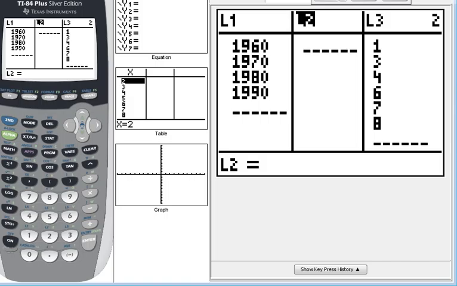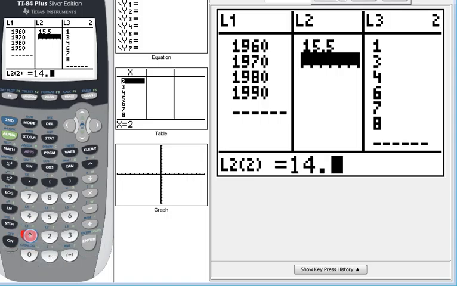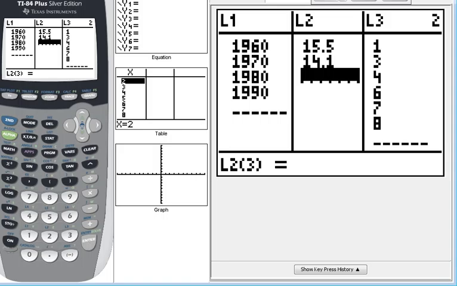So I'm going to re-enter that with you. 15.5 is the first one, and then 14.1, enter. 22.6, and then last one, 26.9.